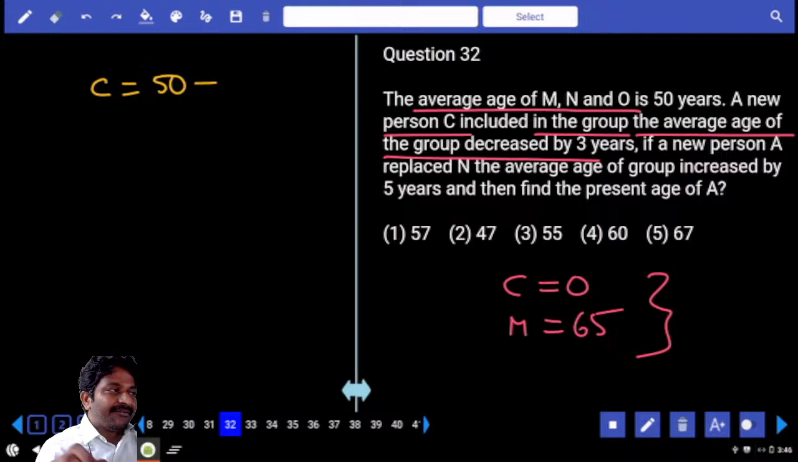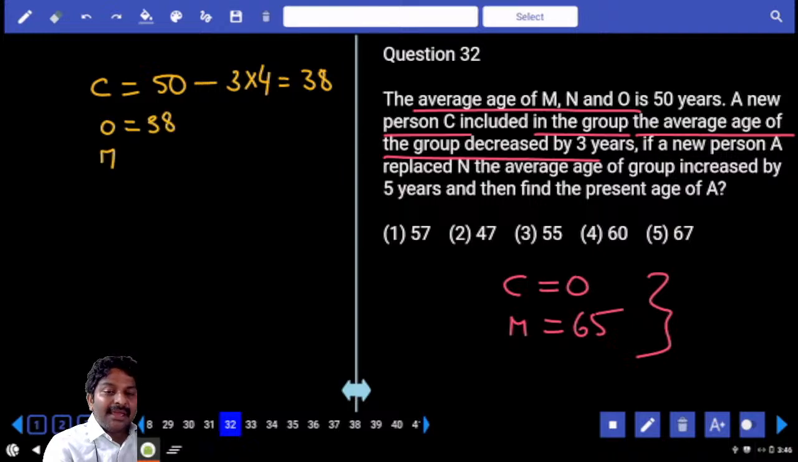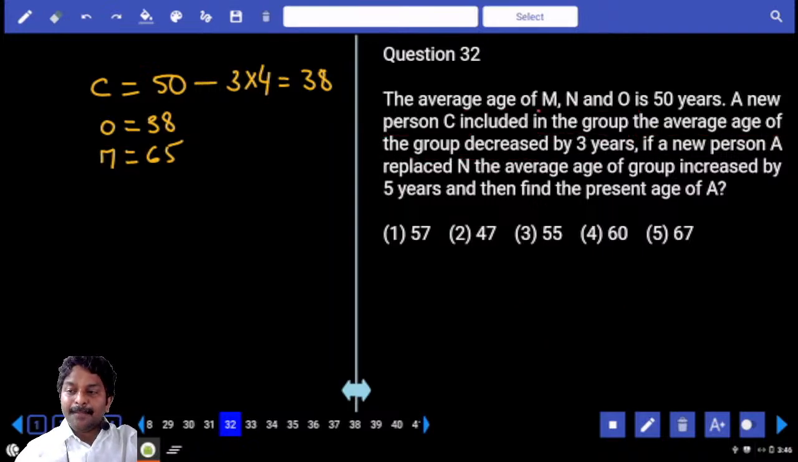So C's age is definitely less than 50, because the average is decreasing by 3 for 4 members, which is equal to 38. That means C's age is 38. M's age is mentioned as 65. From the first line, can we calculate the sum of M and O? How much? 150. Out of 150, how much is already there? 103.